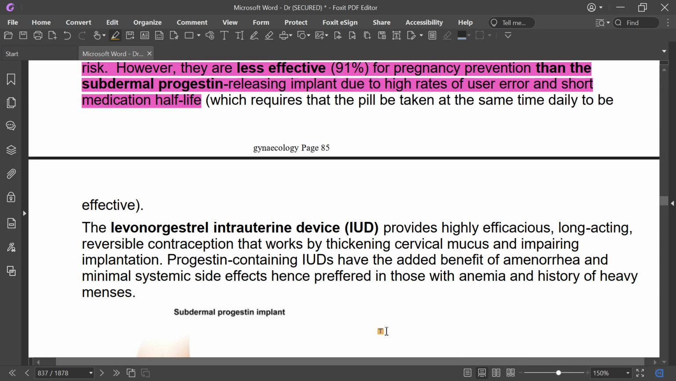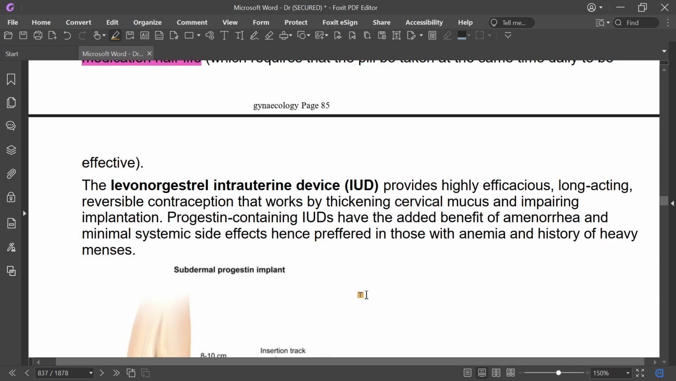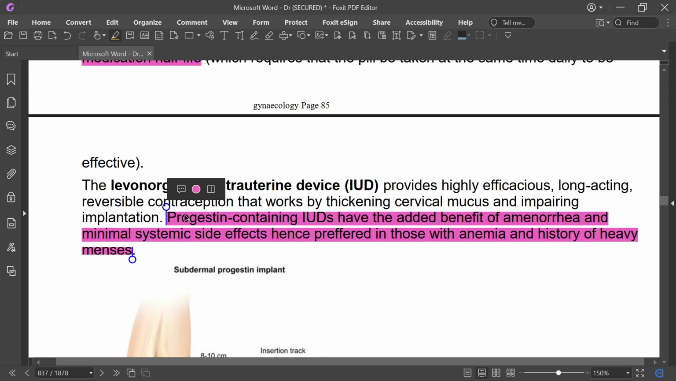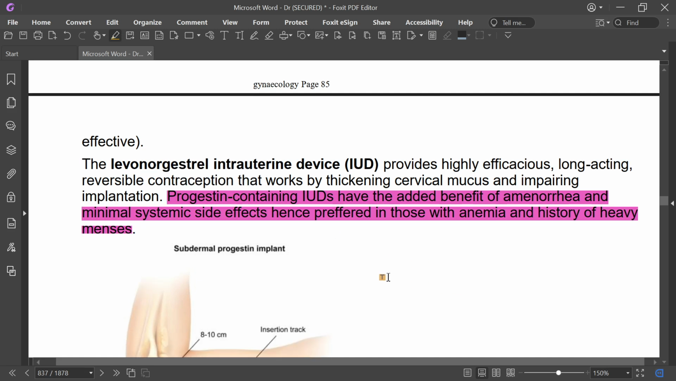Levonorgestrel IUD provides a high efficacy, long-acting reversible contraceptive that works by thickening the cervical mucus. Progestin-containing IUDs have the added benefit of amenorrhea and minimal side effects, hence preferred in those with anemia and history of menorrhagia.